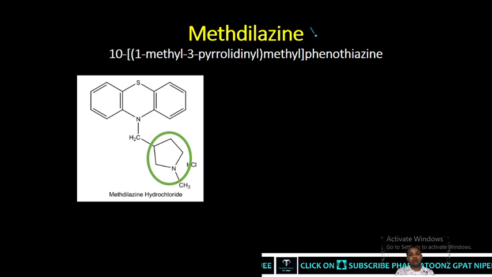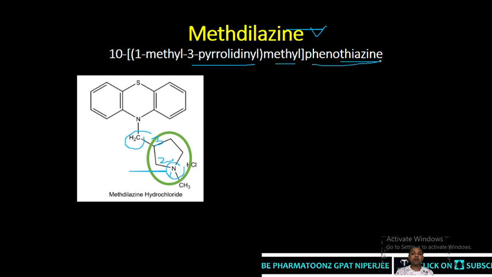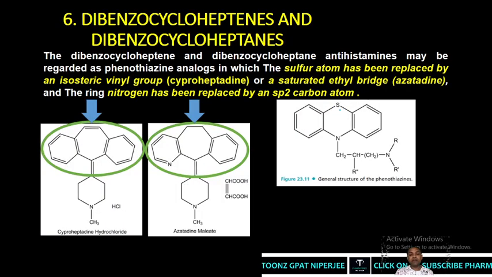Next is methdilazine. Again at the 10th position, this is the first position, 1-methyl, and at the 1, 2 and third position there is a substitution. So this is a 3-pyrrolidinyl. This is a methyl group and the whole is phenothiazine. In this way you can give a nomenclature to the medicinal agents.